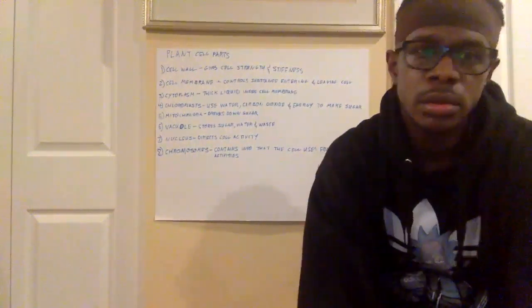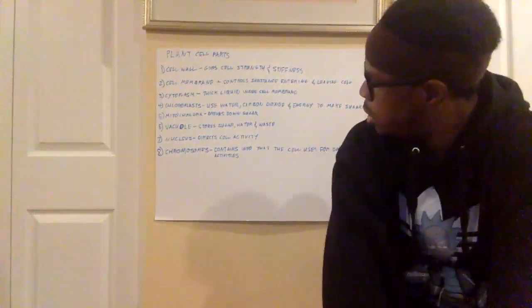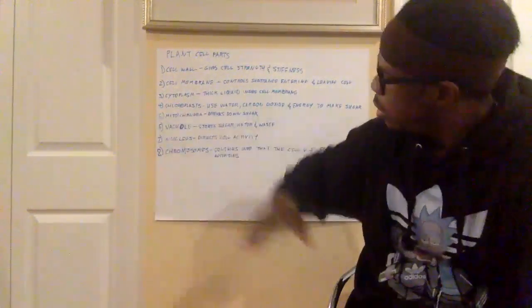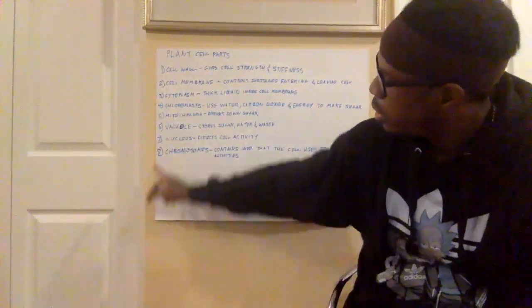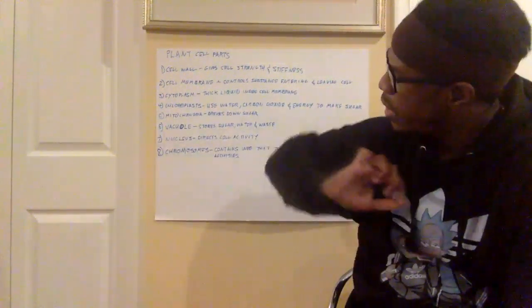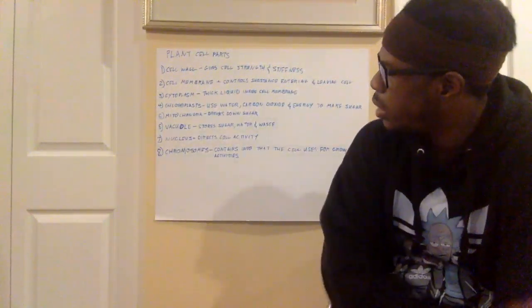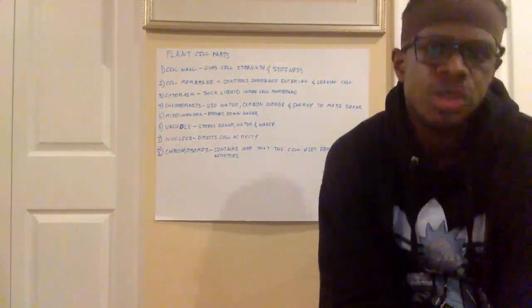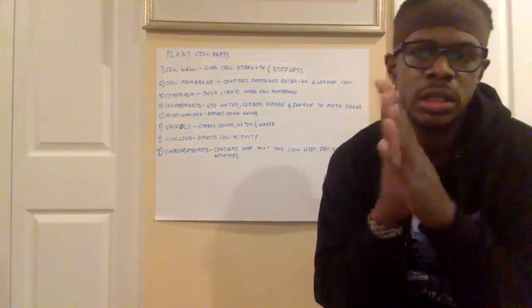So we did cell wall, cell membrane, cytoplasm, chloroplast, mitochondria, and vacuole. I might be butchering that. Vacuole, V-A-C-U-O-L-E. This basically just stores nutrition. It stores the sugar in the cell.